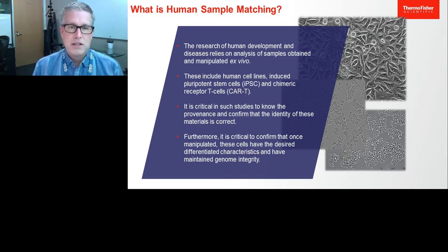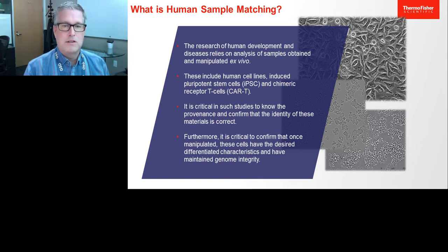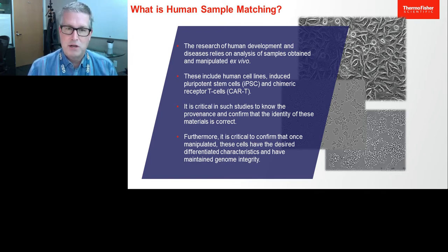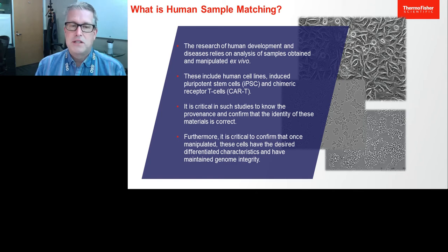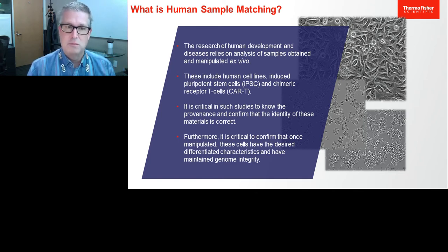It's critical when you study these cells and in all your studies to know the provenance of the cells, where they've come from, and you confirm that these cells are in fact what you think they should be. It's also critical to confirm that once these cells have been manipulated outside of the subject, manipulated in vitro, that the cells have the differentiated characteristics that you want them to, and that the genomic integrity has been maintained. All these are very important for making sure that the cells are, again, correct.